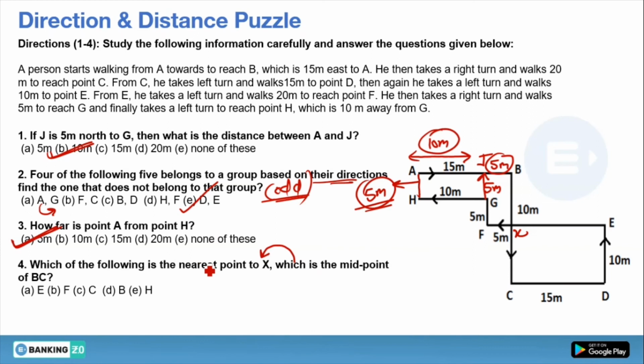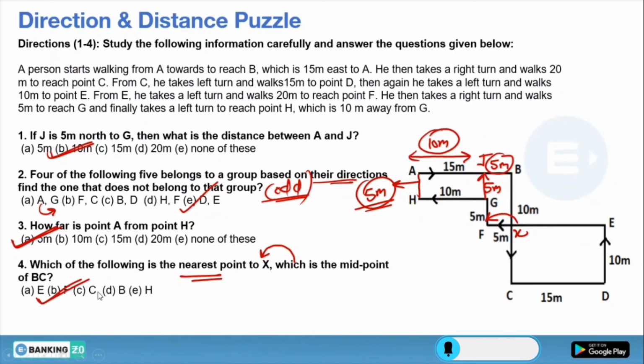Okay. Now which is the nearest point? So the nearest point we can see, that is F only from X. Because the distance between F and X is 5 meter. Rest is more than 5 meter. Okay. So correct answer is option number B.